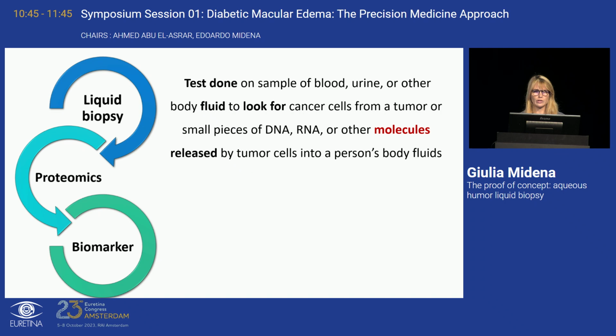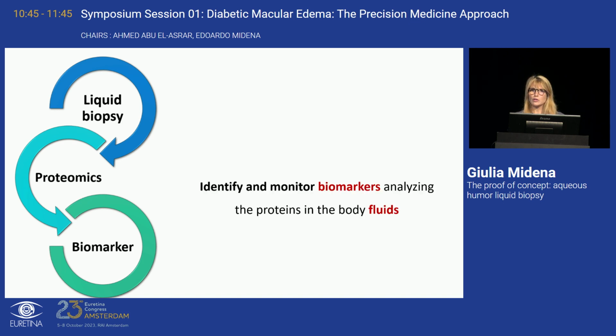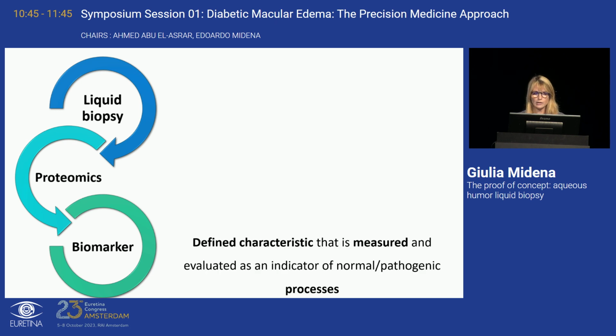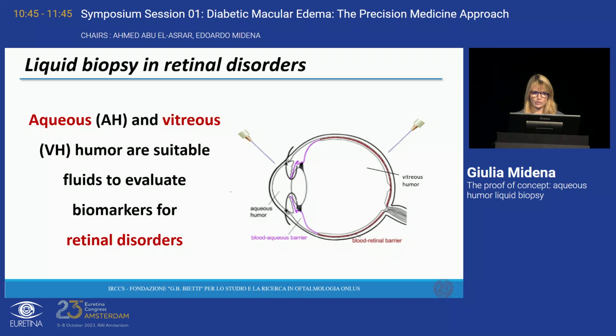Because, as we have already said, liquid biopsy is a test done on fluids to check for molecules released in the body fluids. Proteomics gives us the opportunity to identify and monitor biomarkers in a fluid, and a biomarker is a defined characteristic that is measured and evaluated as an indication of a normal or a pathogenic process.